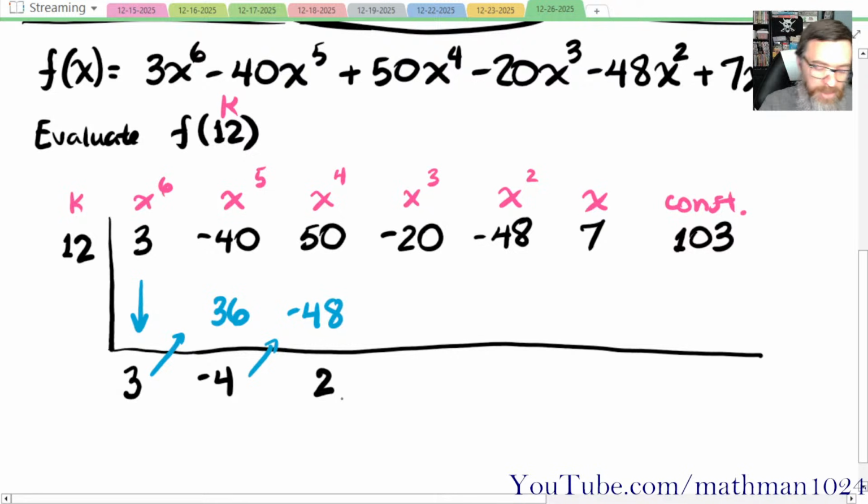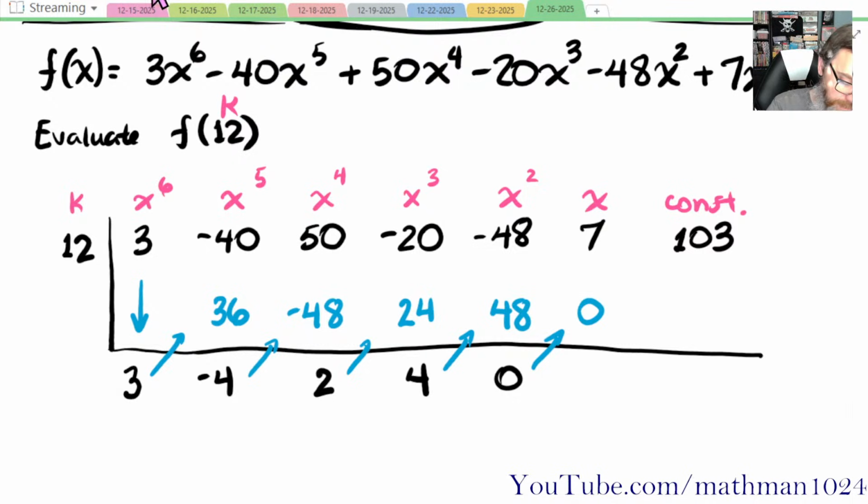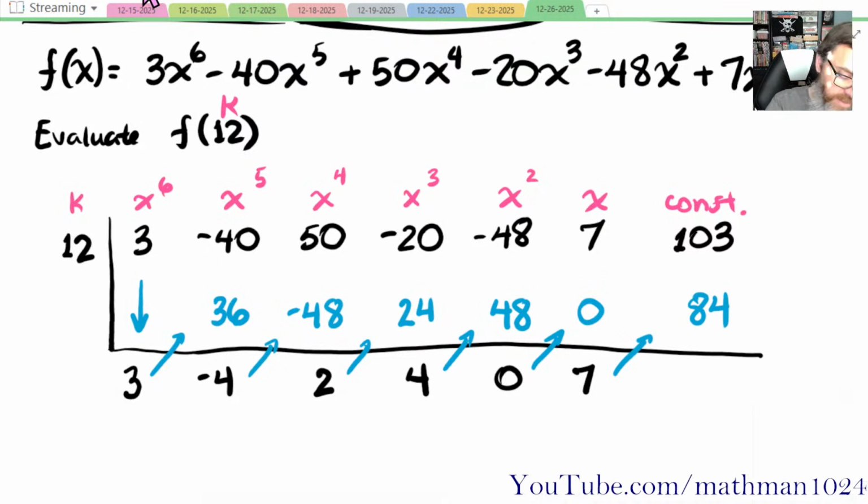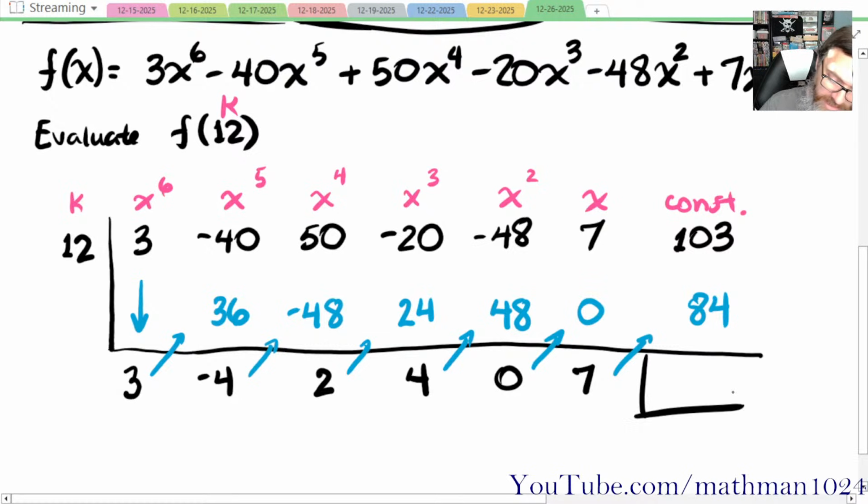We can handle 2 times 12, right? 2 times 12 is 24. Negative 20 and positive 24 is 4. Times 12 again is 48. So now this gives me a 0. 12 times 0 is, of course, 0. 7 and 0 is 7. 7 times 12 is 84. So here at the end, we have an answer of 187.